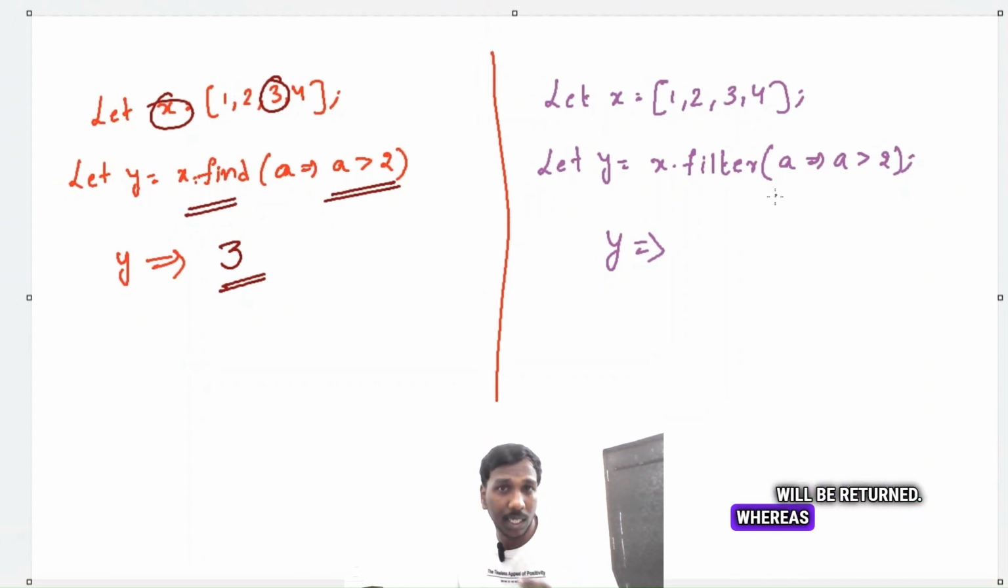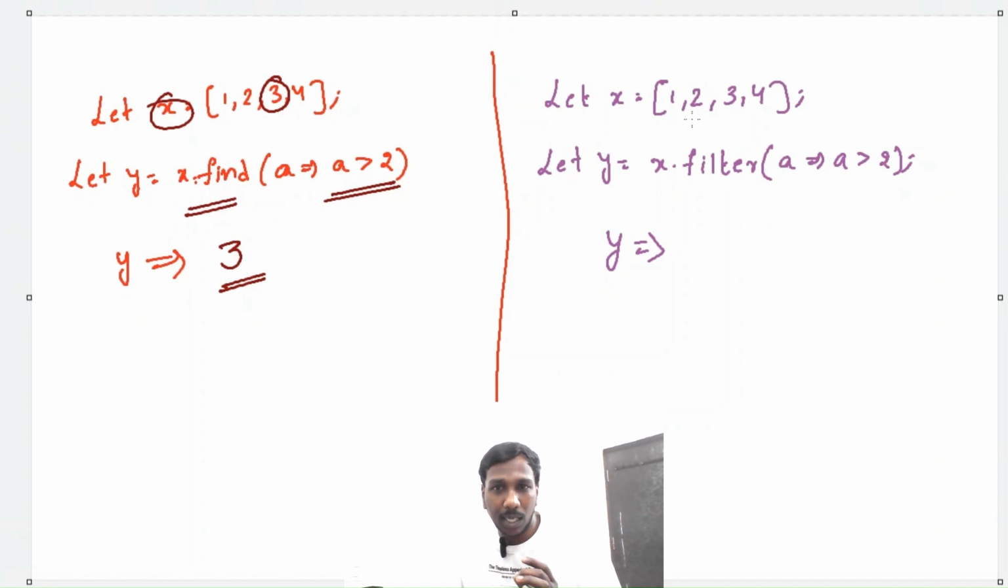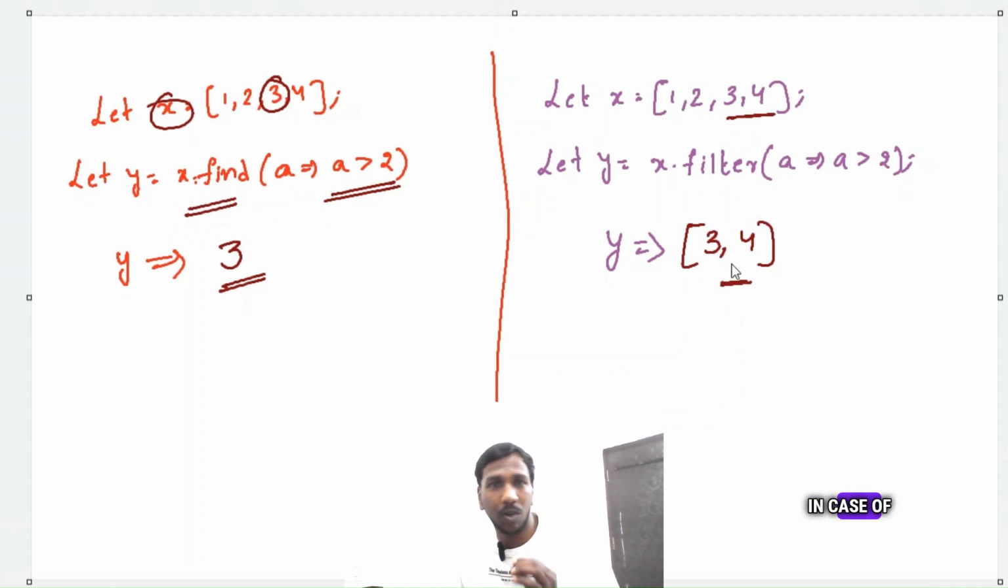returned, whereas here we are using filter method where all the elements which satisfy the specified condition will be returned. So the output will be 3, 4. Array of 3, 4 will be output in case of filter method.